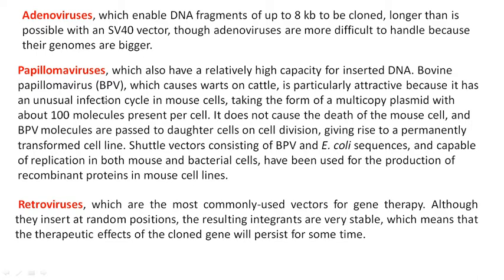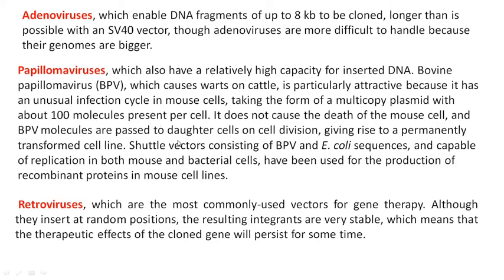Another viral based vector in the mammalian system is papillomavirus, which also has a relatively high capacity for insert DNA, like BPV, which is bovine papillomavirus, which causes warts in cattle. It's particularly attractive because it has an unusual infection cycle in mouse cells, taking the form of a multi-copy plasmid with about 100 molecules present per cell. It does not cause any disease in the mouse cell. So the mouse cell can survive once you transfect it with the papillomavirus, and you can introduce any foreign DNA into the papillomavirus and transfect it into the mouse cell.